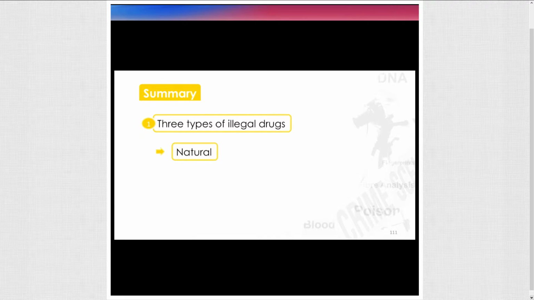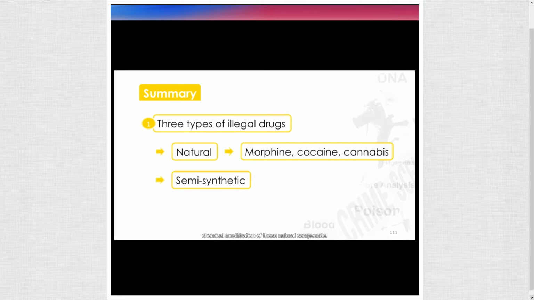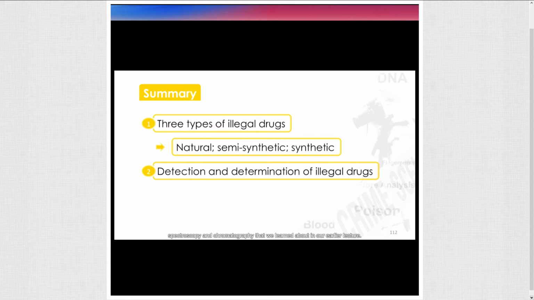So if we sum up what we've learned in this lecture, there are three types of illegal drugs. Natural compounds, which are extracted directly from the organism that produces them, such as morphine, cocaine, and cannabis. There are semi-synthetic compounds, which are obtained by chemical modification of those natural compounds. An example would be heroin. And then there are the purely synthetic compounds, which are made by chemical means, and an example would be ketamine. All of these can be detected and determined using the techniques of spectroscopy and chromatography that we learned about in our earlier lecture.